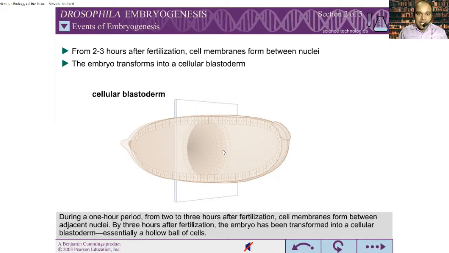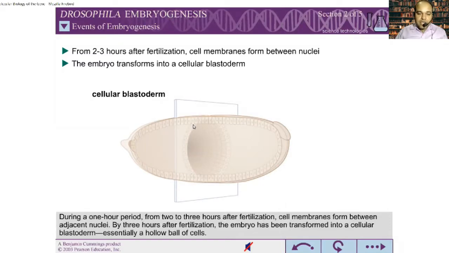There is a cleavage cell division that is going to take place in the case of human embryogenesis. Here what is going to happen? The nucleus which have migrated towards the periphery, जो न्यूक्लियस किनारे की तरफ चले गए थे, उन न्यूक्लियस के अंदर सेलुलाइजेशन हो गया. Once they have gotten converted into particular cells, the embryo is getting transformed into a cellular blastoderm. That embryo has formed a blastoderm. So this is the cellular blastoderm. During a 1 hour period, from 2 to 3 hours after fertilization, cell membrane forms between the adjacent nuclei.